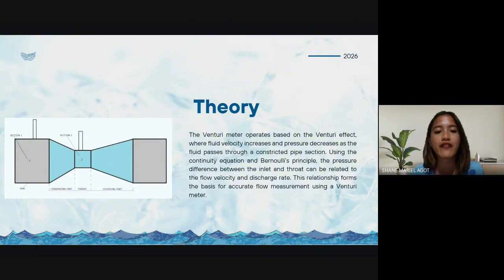So to derive the discharge equation of the venturimeter, the continuity equation and Bernoulli equation are combined. The continuity equation relates the velocity and area at the inlet and throat section, while the Bernoulli equation relates the pressure and velocity changes between two points. By combining this relationship, the pressure difference can be directly connected to the discharge or flow rate of the fluid.